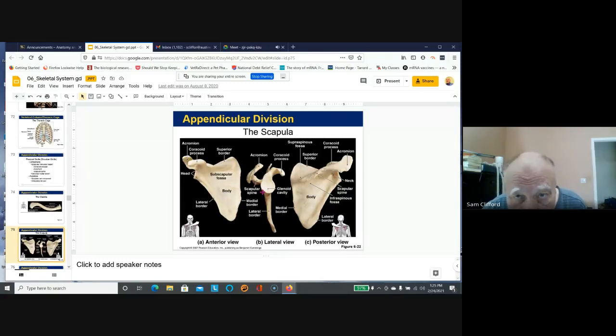So here are the parts of the scapula. If you look at this anterior view, you should know what the acromion is, the head, the coracoid process. Here's the acromion from the anterior view. Here's the acromion from the posterior view. The glenoid cavity is where the humerus articulates with the scapula.